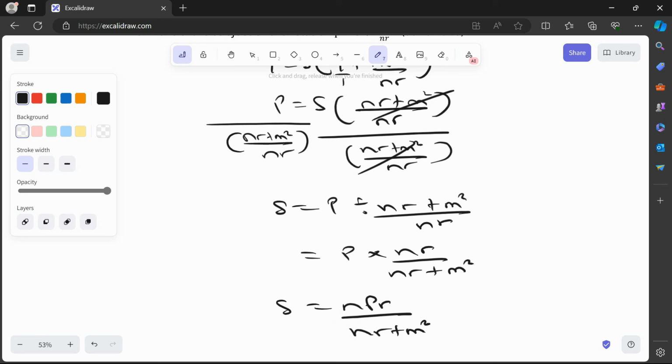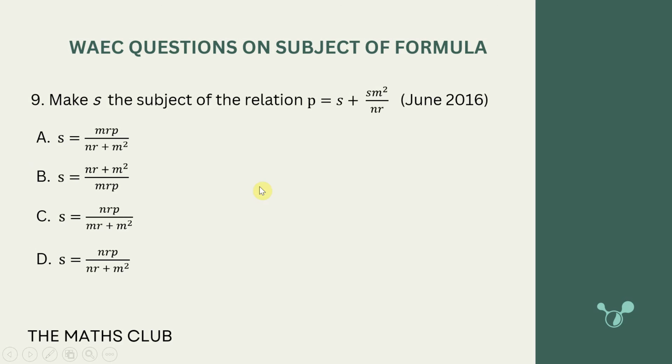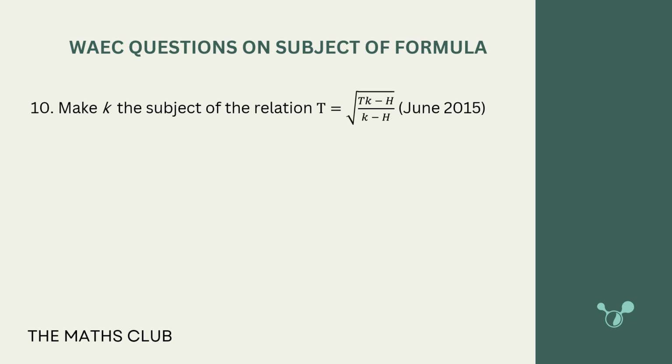Let's see if our answer is correct. So the closest answer is option D. So this is NRP all over NR plus M squared. The order does not really matter. We can always reorder it. That's correct. Option D. Number 10 says that we should make K the subject of the formula of the relation T is equal to the square root of (TK minus H) all over (K minus H). This is taken from June 2015. I want you to pause the video and try it out yourself.